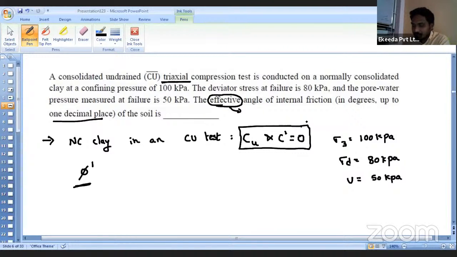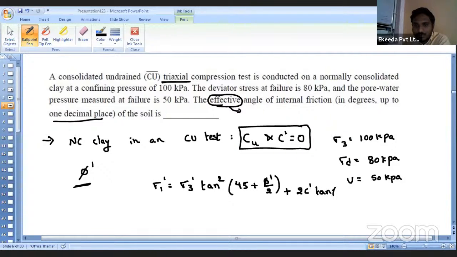So what we can write is sigma 1 dash equals, if I'm using effective stress parameters, sigma 3 dash into tan square of 45 plus phi dash by 2 plus 2c dash tan of 45 plus phi dash by 2. So here in this equation, how many unknowns are there?